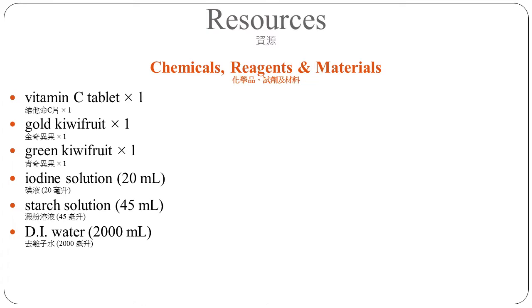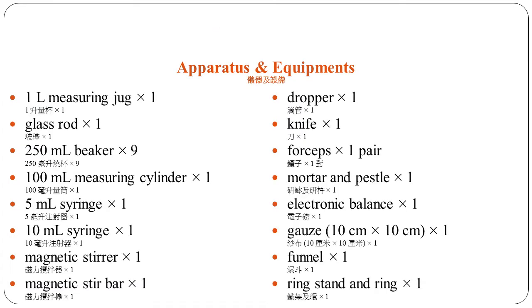Resources. This is the list of chemicals, reagents, and materials used in the experiments. Please read it by yourself. And this is the list of apparatus and equipment used in the experiments. Please also read it by yourself.